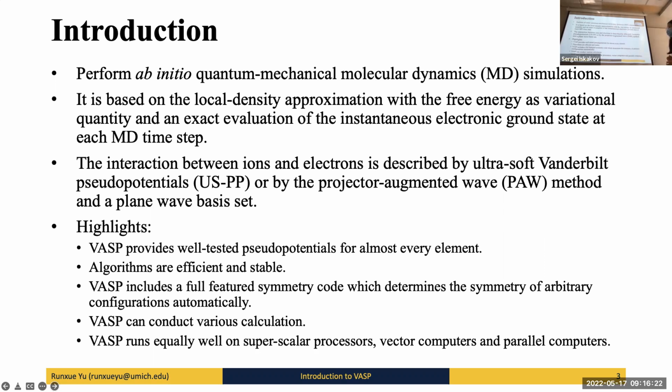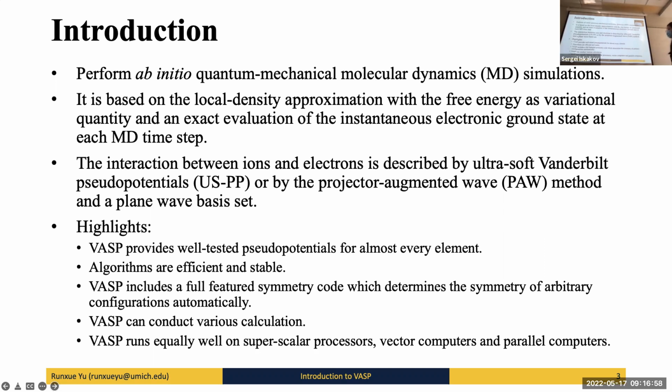And VASP includes a feature, a symmetry code, which determines the symmetry of arbitrary configurations automatically. So you don't have to assign the groups, the space group or the point group, into the VASP. You just give the VASP the lattice geometry, and it can identify the symmetry in it. And VASP can conduct various calculations, for example, the density of states, total energy, band structure, and also the forces, and so on, many kinds of calculations.